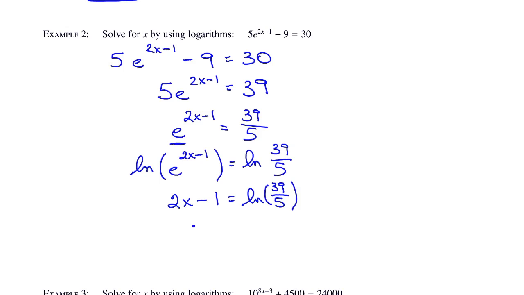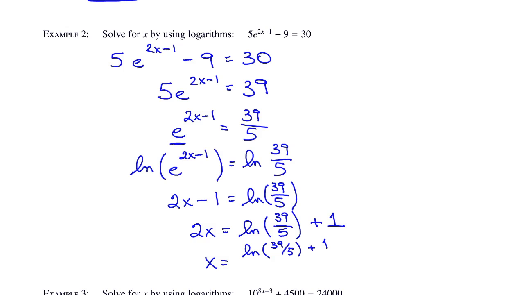We're going to move the 1 to the right. Now we can't add that into the natural log, so we're going to use parentheses there, and then add 1, and then divide everything by 2. So we get x is equal to the natural log of 39 over 5 plus 1, divided by 2.